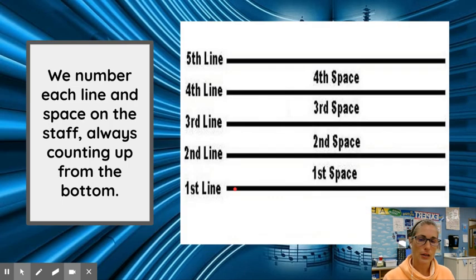We number the lines from bottom to top. First line, second line, third line, fourth line, and fifth line. But we also number the spaces as well. The spaces matter as well. We can put notes in the spaces. So again, we always count from the bottom: first space, second space, third space, and fourth space.